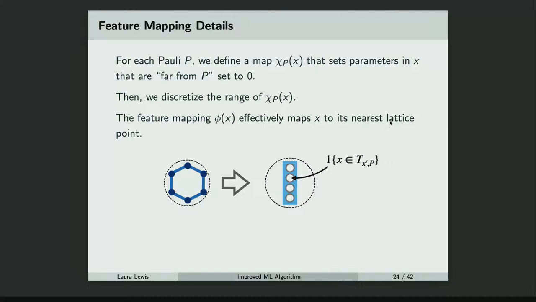Namely, it's a 1 if the x should be in T_x' p. So each entry in this vector corresponds to a specific lattice point, so a specific x prime. And we just put a 1 if the feature mapping input x should map to that x prime.